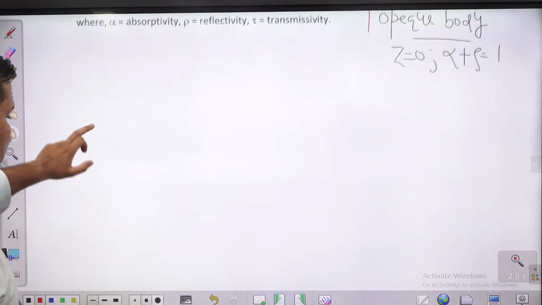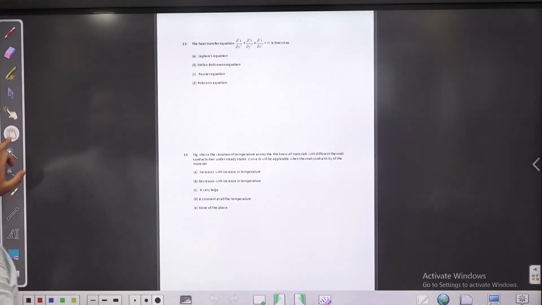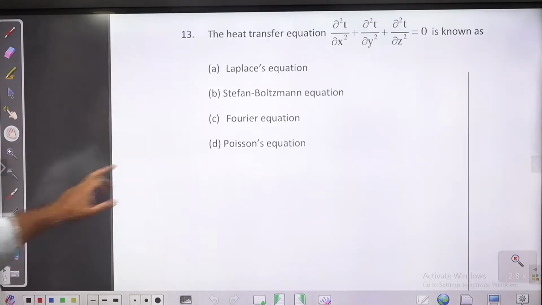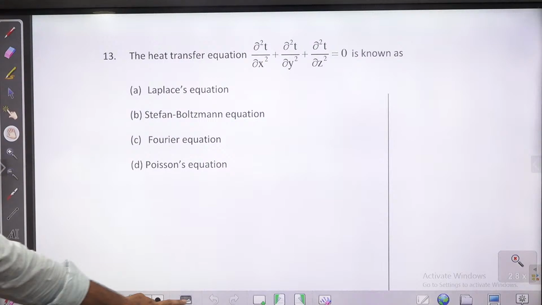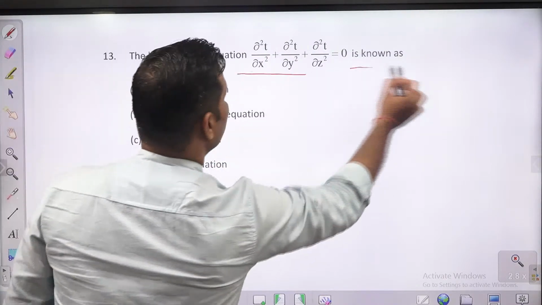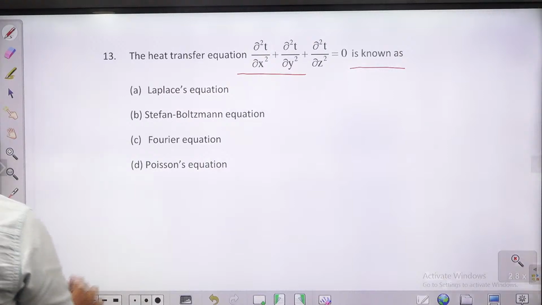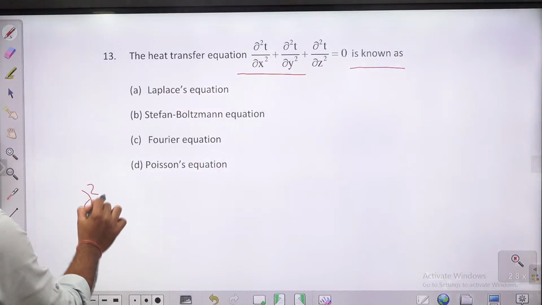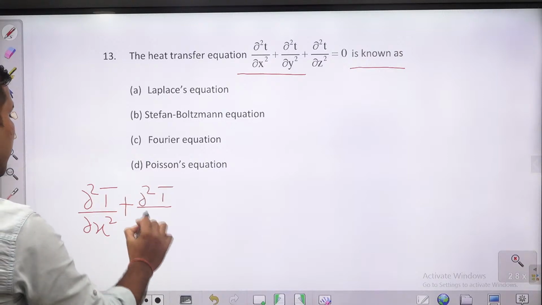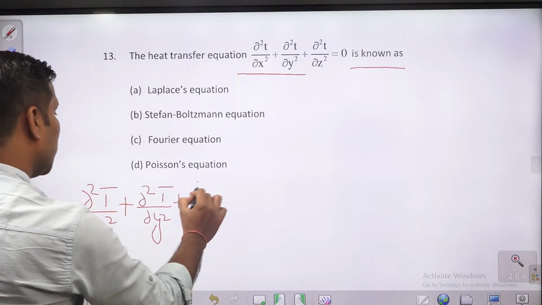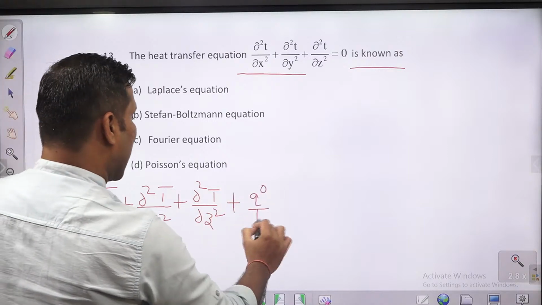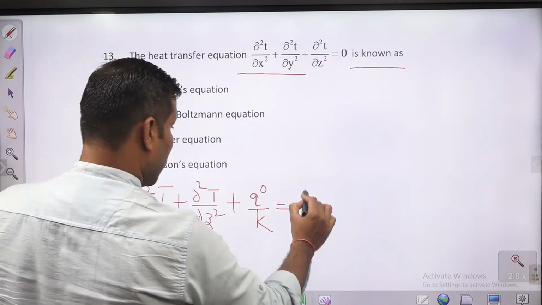Question number 13. This question you need to answer. You know, guys, this particular heat transfer equation is known as what? In heat transfer, we have the conduction heat transfer equation: del 2T by del X square plus del 2T by del Y square plus del 2T by del Z square. This is the three-dimensional heat conduction equation, the generalized heat conduction equation in Cartesian coordinates.